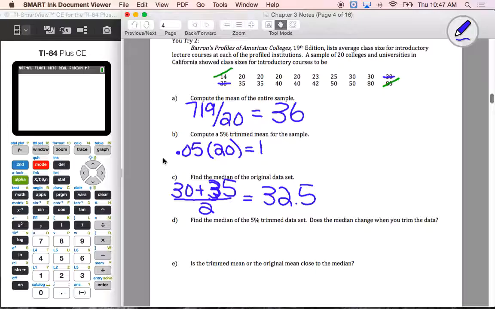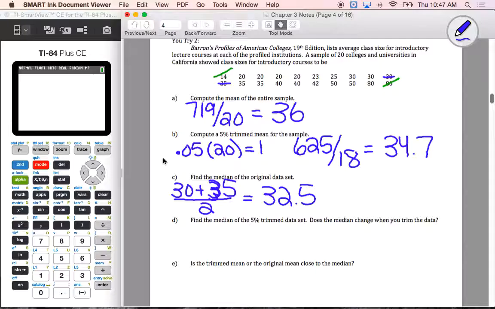So now we have to find the mean without 80 and 14. Now don't go through and add 20 through 80 again. Take your 719, subtract 14, subtract 80. Because that's your sum without the first number and the last number. So that would be 625. And now you're dividing that by 18 because we crossed off the first and last number. So when I divide both of those, I get 34.7.